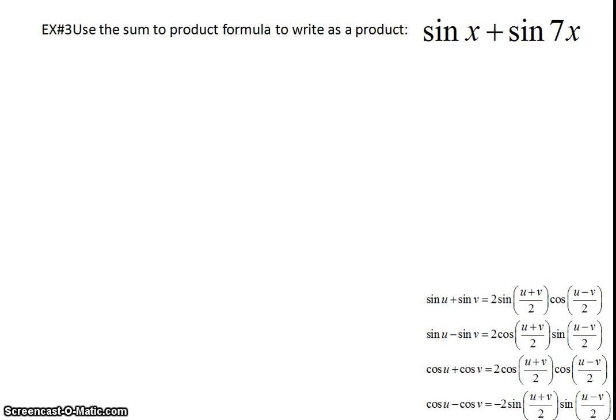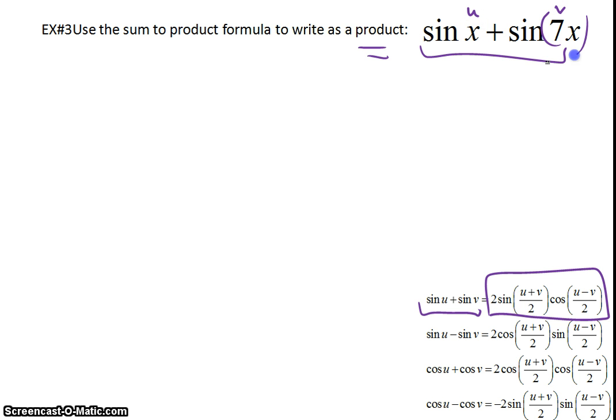Okay, so we're going to use the sum to product formulas, which I have in the sheet, to write this as a product. So we have a sum, we want to write it as a product, so we see the sum of two sines, we just plug it in there, where my first angle is my u and my second angle, that whole thing, is my v. So this is going to be 2 times the sine of the sum of the two angles divided by 2. So add up the two angles, 8x divided by 2 is 4x, times the cosine of, now subtract the 2. So it's x minus 7x divided by 2. So x minus 7x is minus 6x divided by 2 is minus 3x.